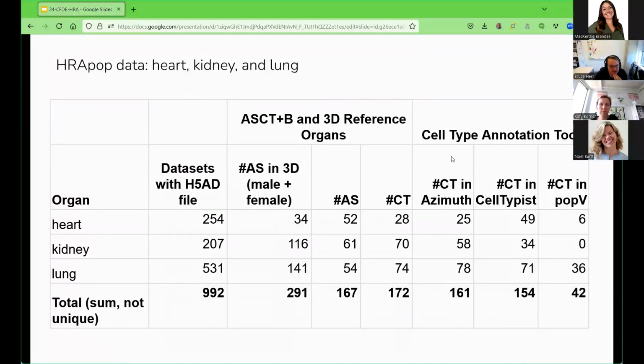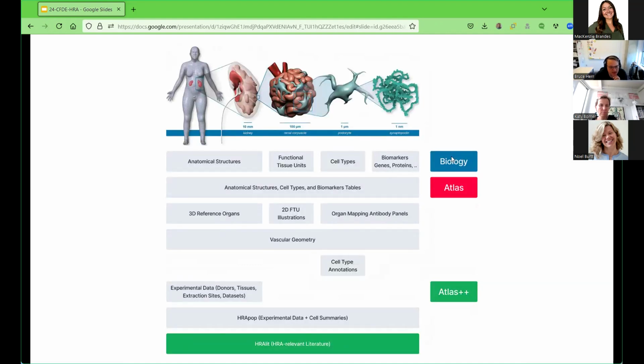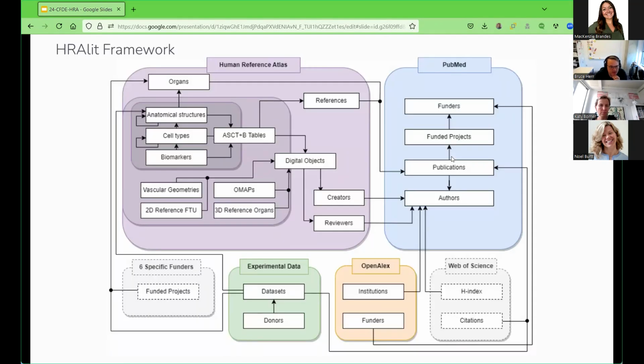And here's just some stats about heart, kidney, and lung data sets. It was processed. There's 1,000 in this core set that we're talking about here. And then HRA lit is where we take the HRA, so each digital object has papers associated with them. They cite papers that are relevant for that digital object. And in the ASCT plus B tables, each assertion, each anatomical structure, cell type, biomarker pair is given, it should be backed by a specific paper.